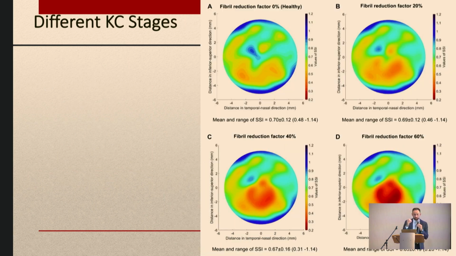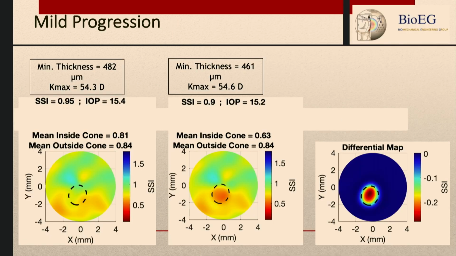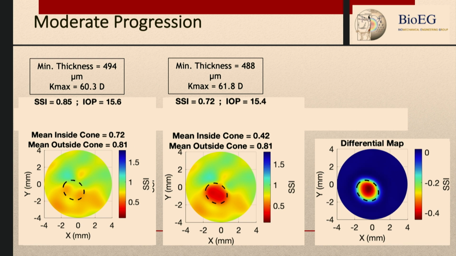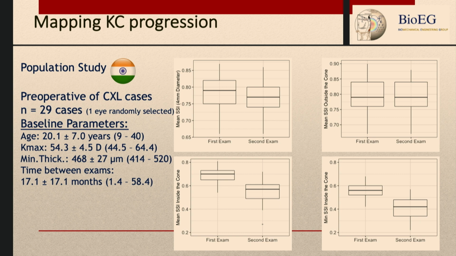This is a patient with fibril density reduction overall in time with progression. A differential map shows a clear change only in the area of the cone, which does make sense. Another patient. Another patient. So it does make sense. It doesn't always make sense, but most of the time it does. This is a population study with the mean. You can see that it gets worse over time. So it does make sense. In progressive keratoconus, also the stress-strain index map does make sense.